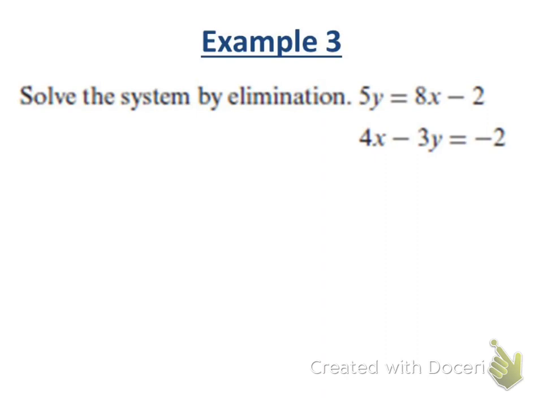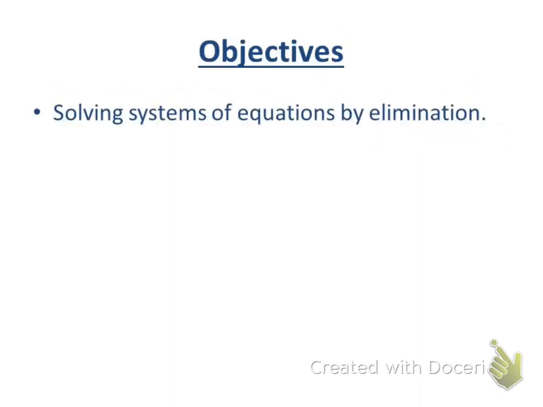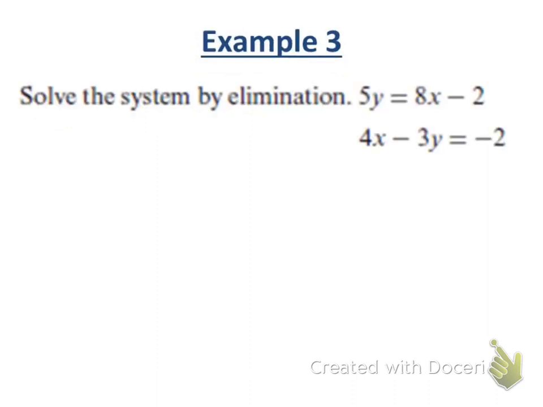So this is one of those where I was telling you, it's good to take this equation and write it on the left side of your paper. 5y equals 8x minus 2, and 4x minus 3y equals negative 2.